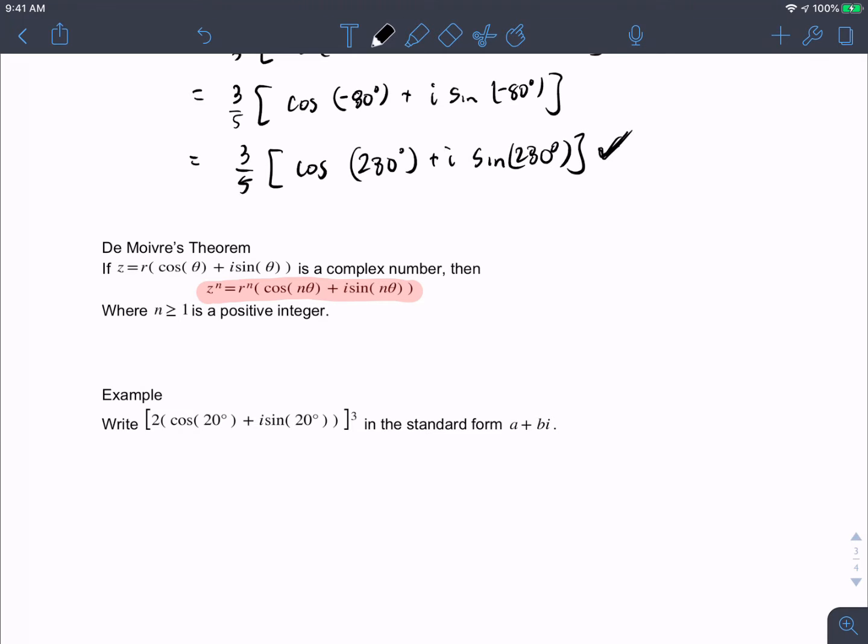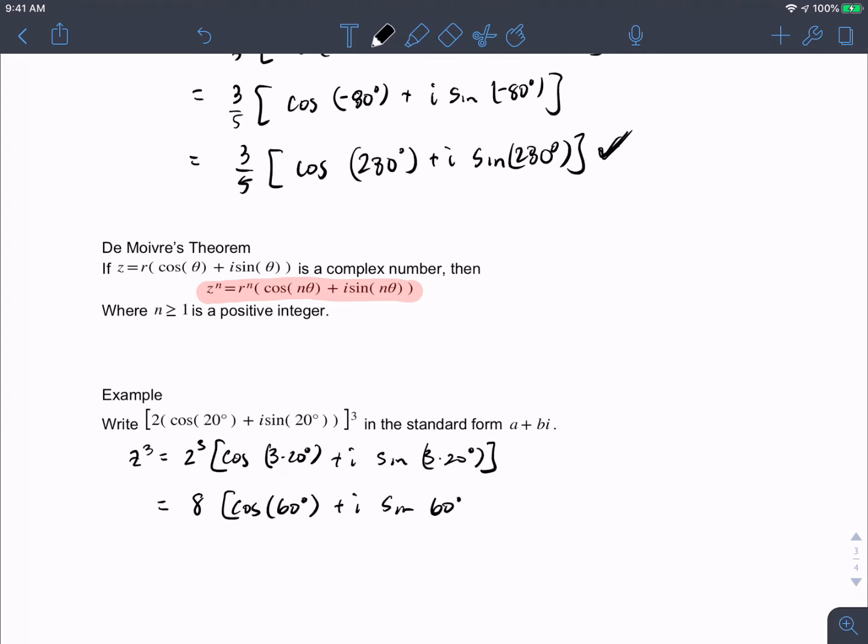So in this example that we have here, I can rewrite that. z to the third is going to be 2 to the third cosine of 3 times 20 degrees plus i sine of 3 times 20 degrees, which is going to yield 8 cosine of 60 degrees plus i sine of 60 degrees.